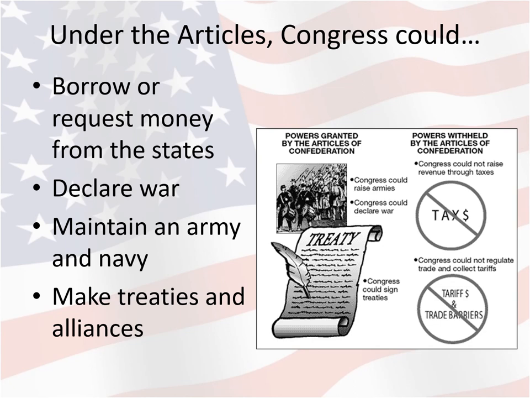All right. So under the Articles of Confederation, the Congress could borrow or request money from the states. They could borrow and they could say, please, may I have money? Why don't you give that a shot? So go up to your parent and say, please, may I have some money? Maybe it'll work for you. What do you think? Do you think it worked for the Articles of Confederation Congress? Probably not. They could declare war, just like our Congress today.